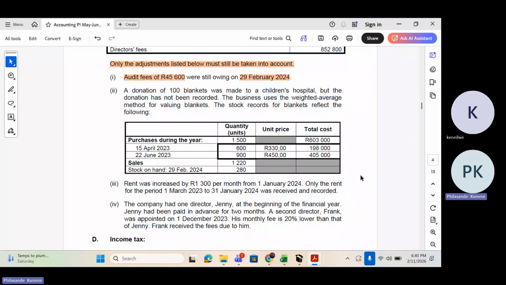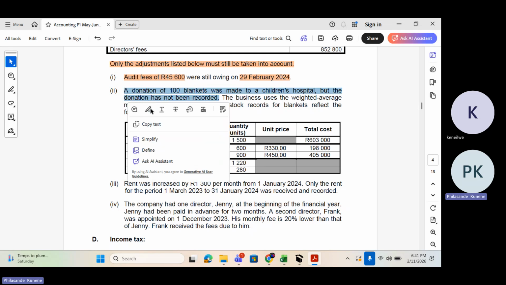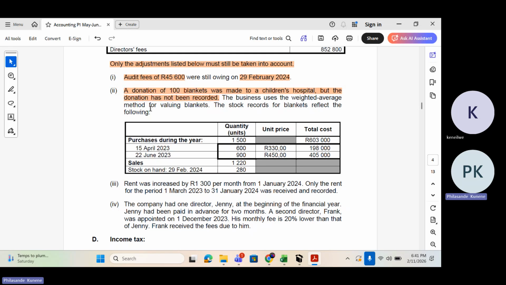Okay, are you happy with the transaction, how we dealt with it, both income statement and balance sheet? Thanks. Then let's go to donation, number 2. They're saying here a donation of 100 blankets was made to Children's Hospital, but the donation has not been recorded. Blankets are trading stock for us, that is inventory. We took it and donated to Children's Hospital, but the donation has not been recorded.